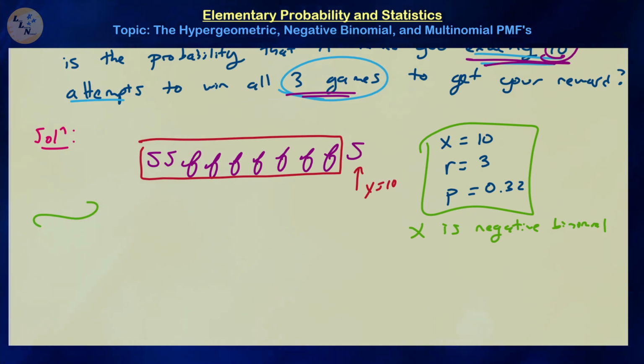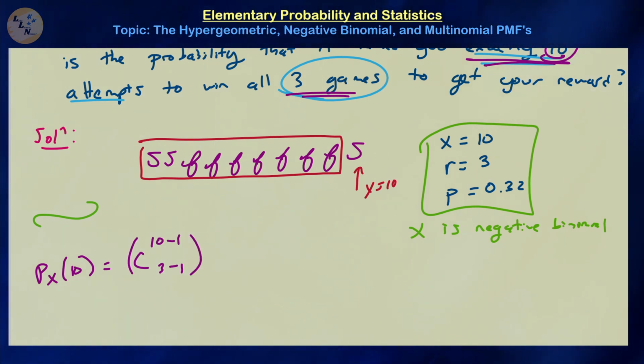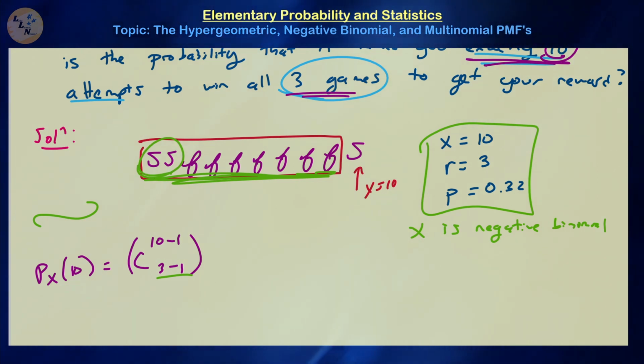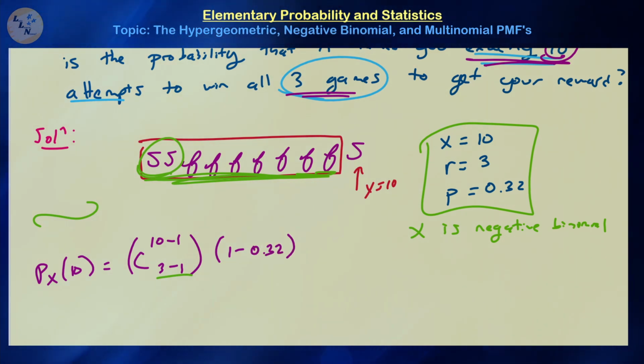So if we know these things and we're assuming independence, that means x is a negative binomial random variable. So the probability that x is equal to 10 is going to be equal to C(10 minus 1, 3 minus 1). So what is this 10 minus 1? The 10 minus 1 is the number of trials that can be rearranged. 3 minus 1 is the number of successes in that particular rearrangement. And then we're going to have the probability of failure, which is 1 minus 0.32, to the number of failures. So we're going to have 10 minus 3, right?